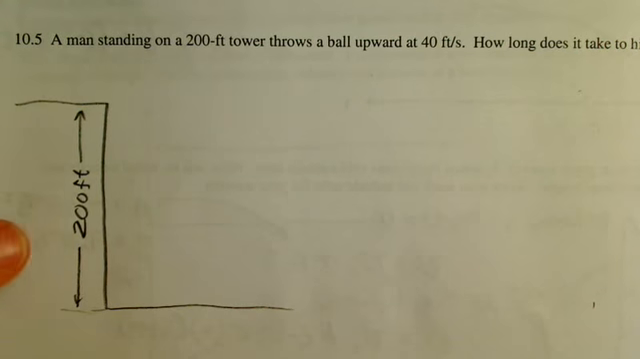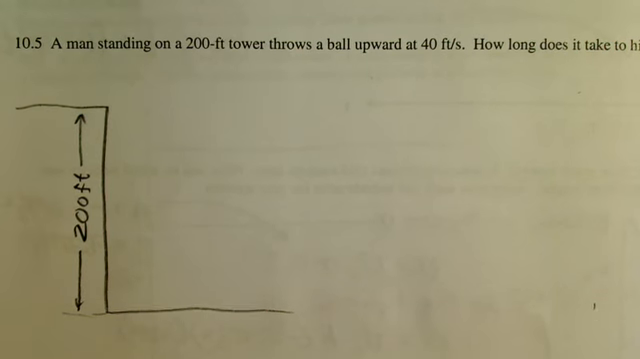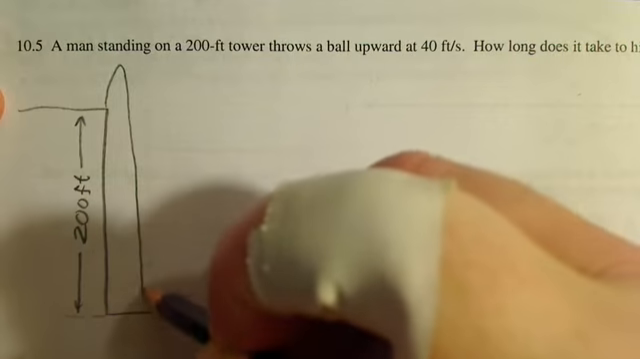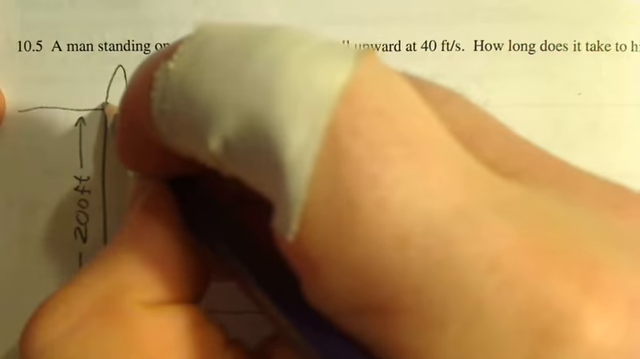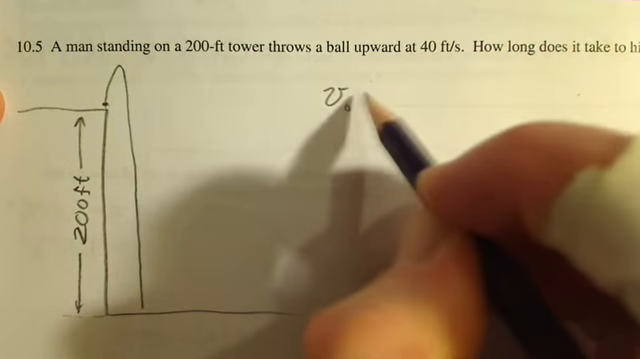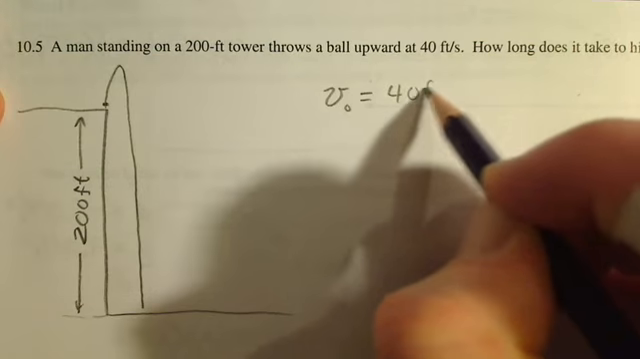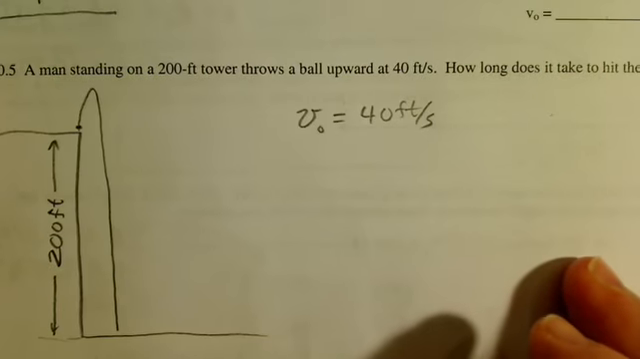For problem 10.5, you have a 200-foot tower, and you throw a ball straight upward, and it comes back down. I'm going to have mine go a little bit off to the side. And the initial velocity up here at the top, v naught, is equal to 40 feet per second.